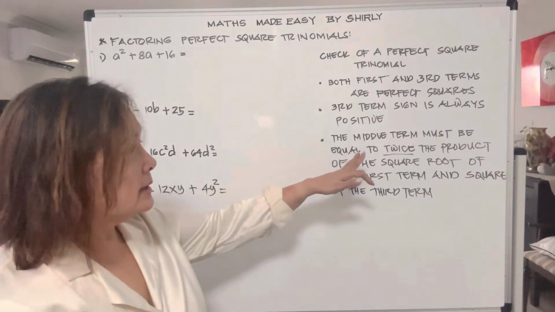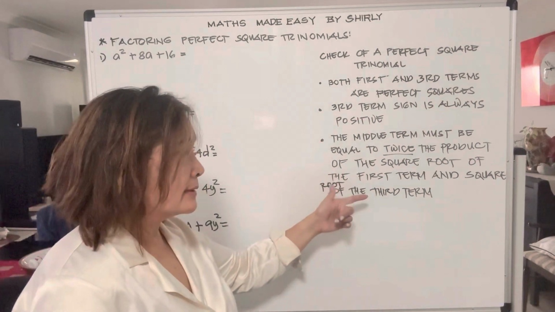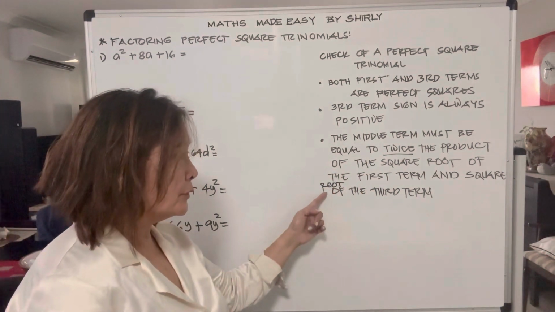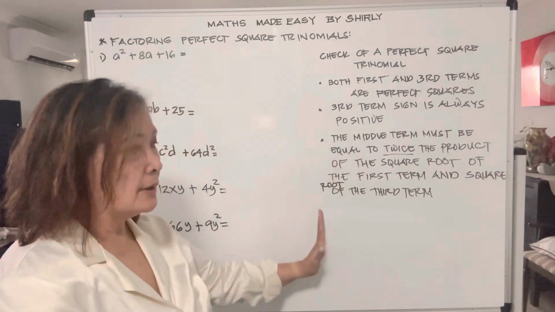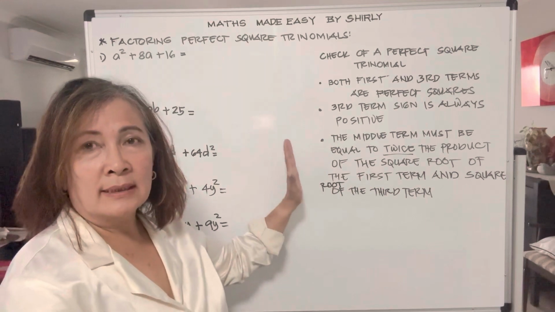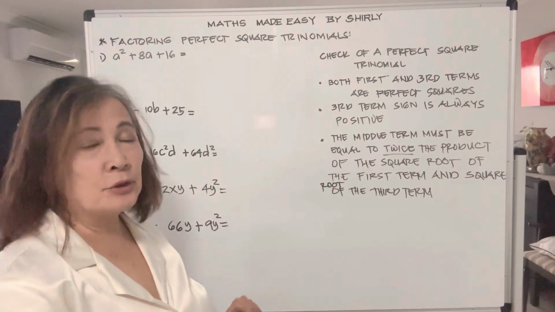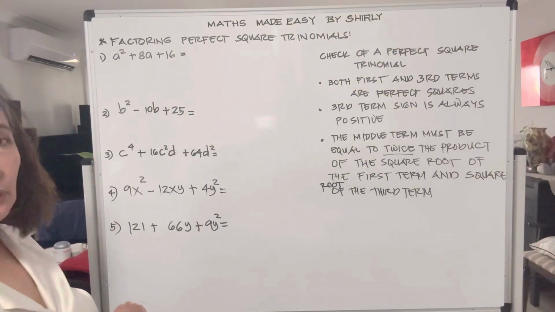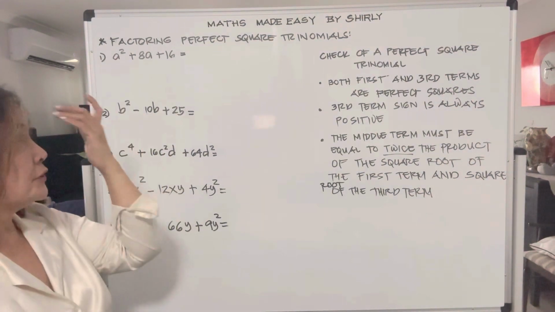Next, the middle term must be equal to twice the product of the square root of the first term and the square root of the third term. So just remember, these are the points that you need to check to identify that the given trinomial is a perfect square trinomial. Now we move to how we factor the perfect square trinomial.